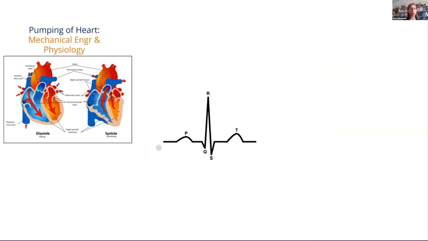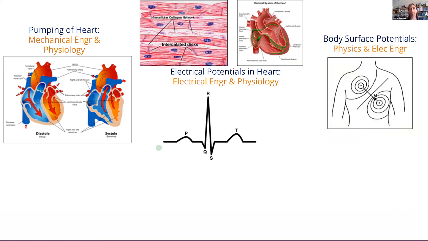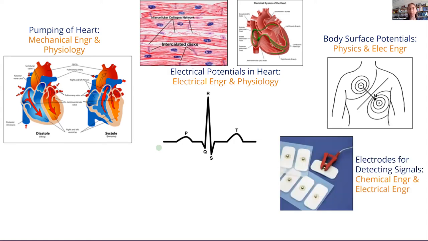So we have pumping of the heart, which is kind of the first step we need to understand, right? Our heart has sequential pumping. That requires mechanical engineering and physiology to understand, but that's all controlled by electrical potentials in the heart. So our cardiac tissue generates electrical potentials that move sequentially through the heart, and that's what causes that mechanical contraction. Then those electrical signals result in body surface potentials. So if you put electrodes on your body, you can actually sense those surface electrodes and monitor these electrical signals that are changing over the course of the heart pumping.